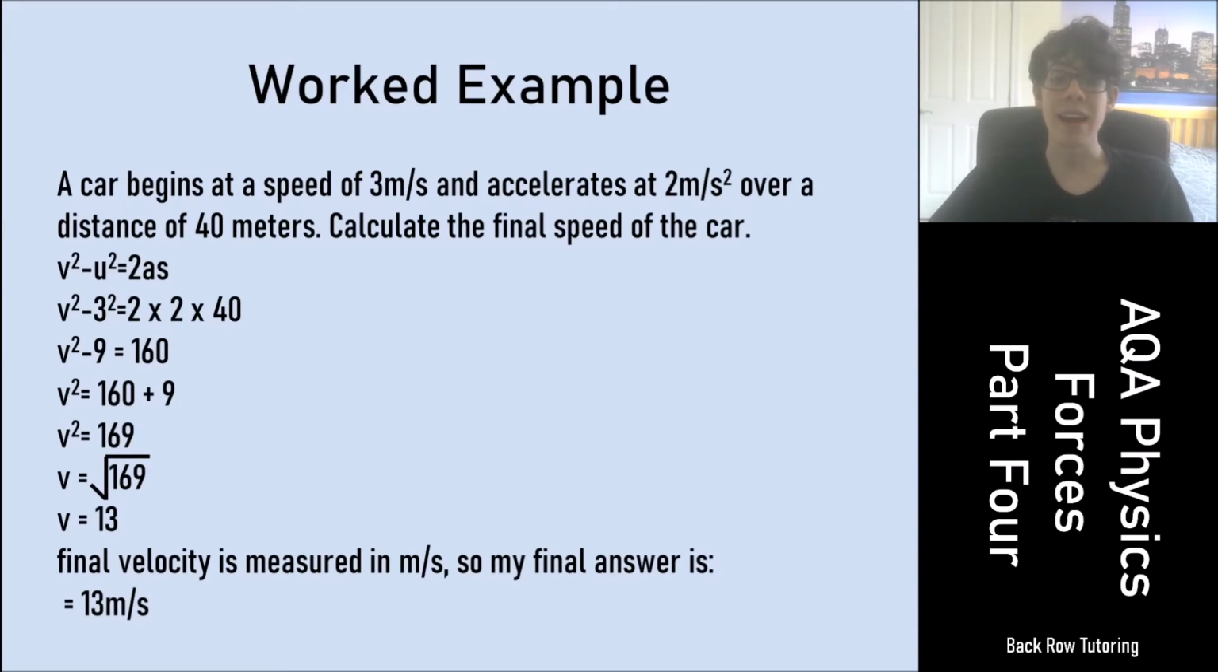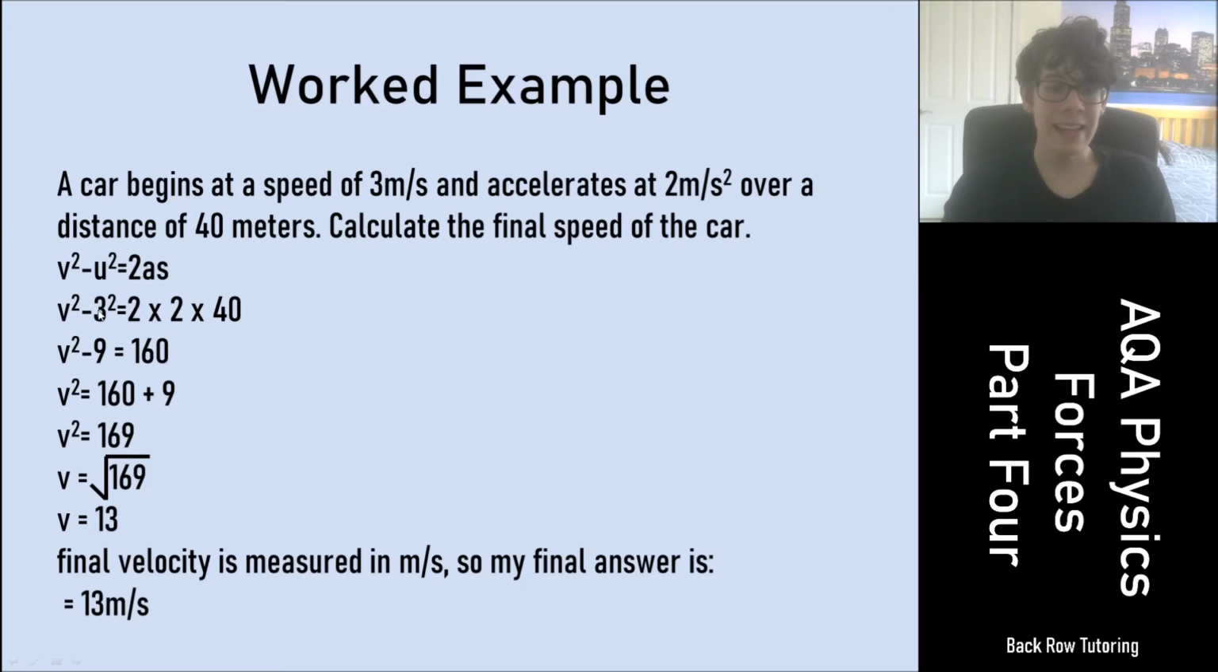A car begins at the speed of 3 meters per second and accelerates at 2 meters per second squared over a distance of 40 meters. Calculate the final speed of the car. Okay, so we're going to write out our equation. v squared minus u squared is equal to 2as. So it wants the final speed of the car, so our unknown here is v.